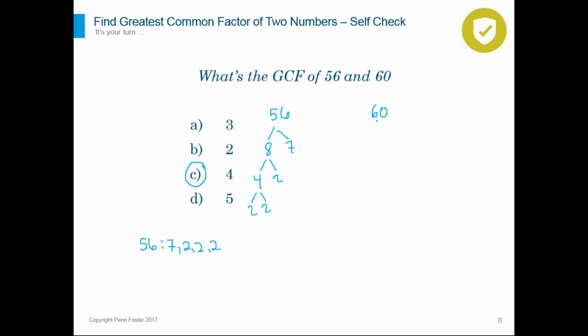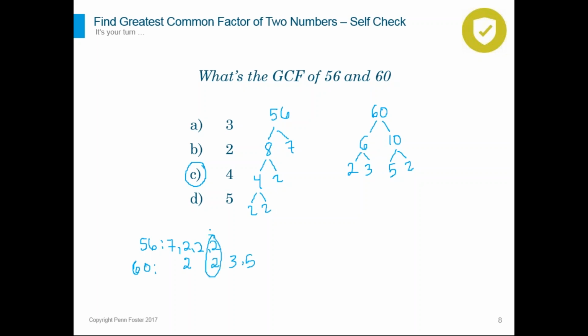Now let's do the same thing for 60. 60, you can think about it as 20 times 3, or 30 times 2, or 6 times 10, whatever you want. You want to end up with the same answer, 6 and 10. 6 is not a prime factor, it's 2 and 3. But 10 is not a prime factor either, it's 5 and 2. Now all of them are prime factors. The prime factors for 60 are 2 and 3 and 5 and another 2.